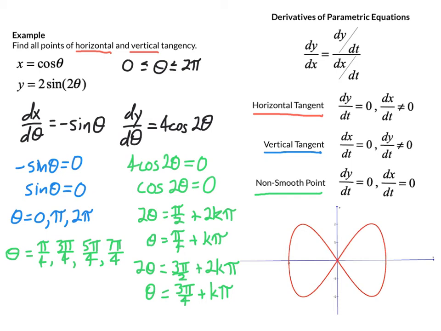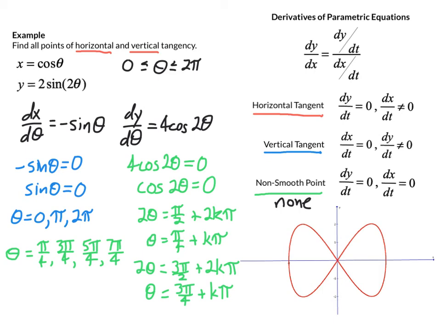So we have 3 places where dx d theta is 0, and we have 2 places where dy d theta is equal to 0. And if we notice, the first thing you probably want to do is to look at your list and see if there are any numbers that are on both of them, because if there are, then that's the definition of a non-smooth point, which in this case did not occur. So we have no places on this graph that are not differentiable, no non-smooth points. So then these define the horizontal and vertical tangents. We just have to keep them straight.